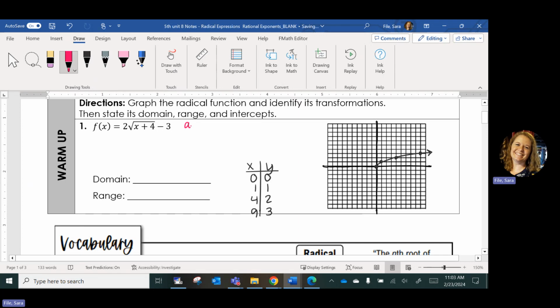So what was the A value here? Positive 2. What does that do to our graph? What type of transformation does that affect? A vertical stretch. That's exactly right. So A being greater than 1 means it's a vertical stretch. If that A was between 0 and 1, it would be a vertical compression. If it was negative, it would make the graph reflect. But since it's positive, there's no reflection, okay? And since it's greater than 1, it's a vertical stretch.